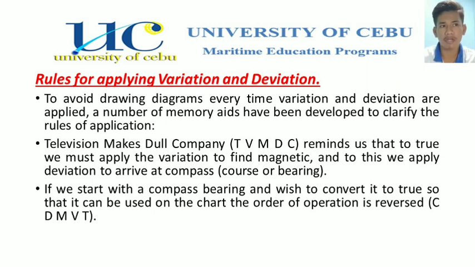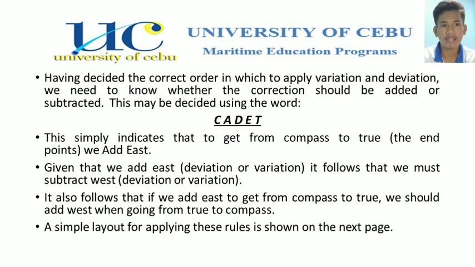If we start with a compass bearing and wish to convert it to true so that it can be used on the chart, the order of the operation is reversed, or CDMVT. Next, having decided the correct order in which to apply variation and deviation, we need to know whether the correction should be added or subtracted. This may be decided using the word CADET. This simply indicates that to get from compass to true, we add east.